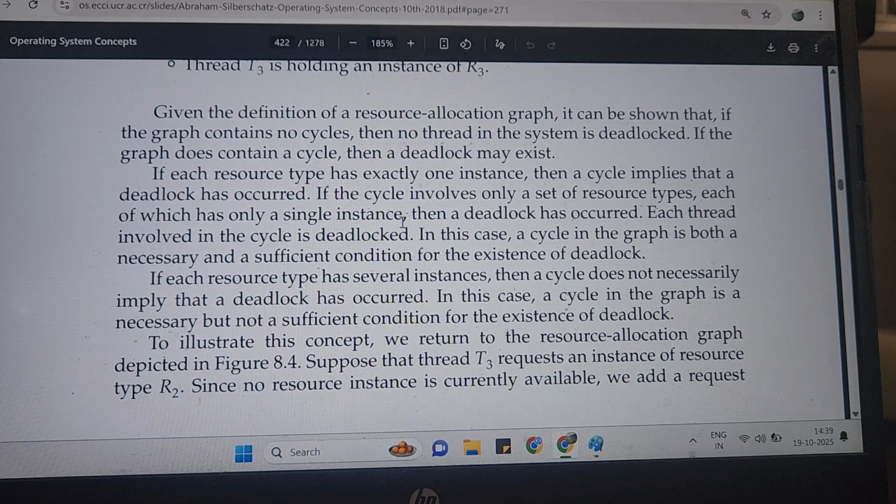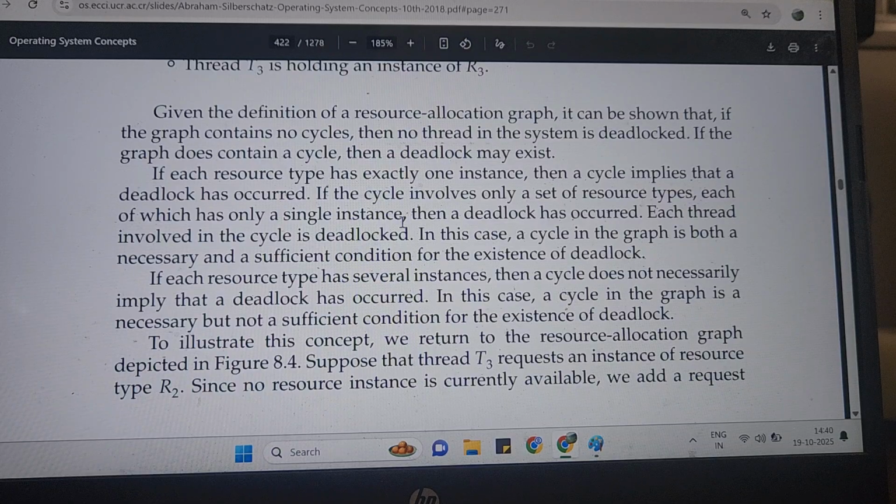Okay, so we saw what a resource allocation graph is. So now if we are given the following information: the list of processes, the list of resource types, the number of instances of each resource type, which processes are requesting which resources, and which resources have already been allocated to which processes. If all this data is given to us, we know how to construct an RAG.